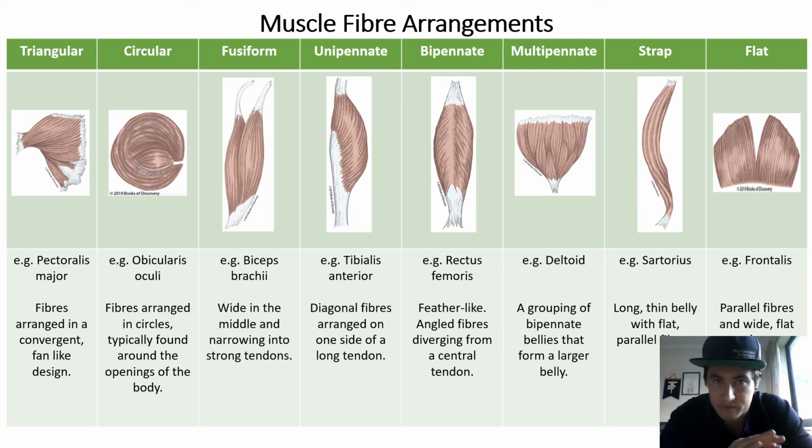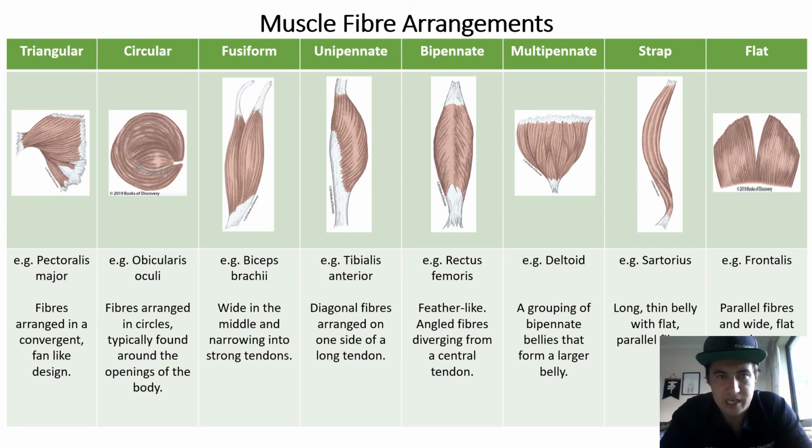This is a way of describing muscles based on muscle fiber arrangement. So we've got triangular shaped muscles where fibers converge into one space. Pec major is a really good example, with a big origin and then the insertion converges into one space, almost like a fan. Circular is fibers that arrange in a circular position, typically found around openings of the body, like around your eyes and around your mouth. Fusiform is the classic example of narrow tendinous spaces with a wide muscle belly.